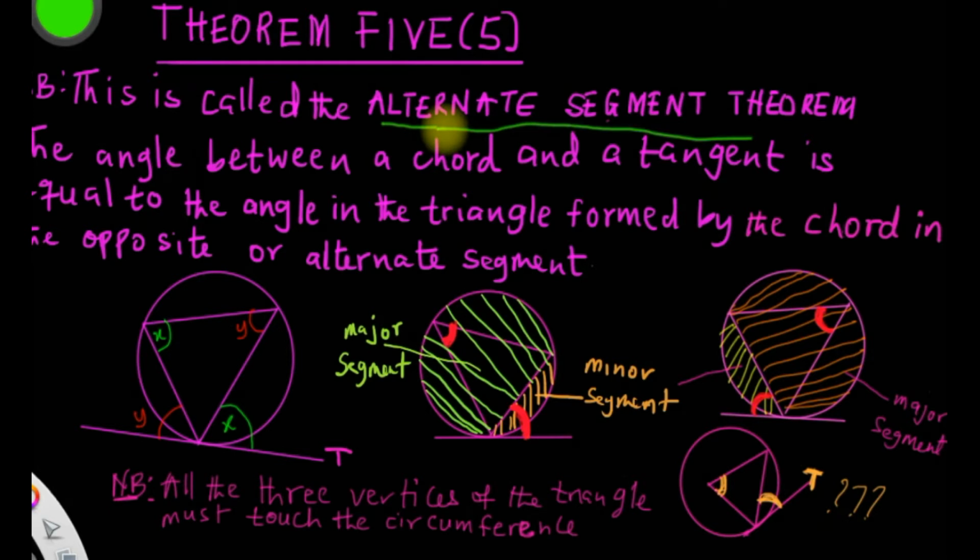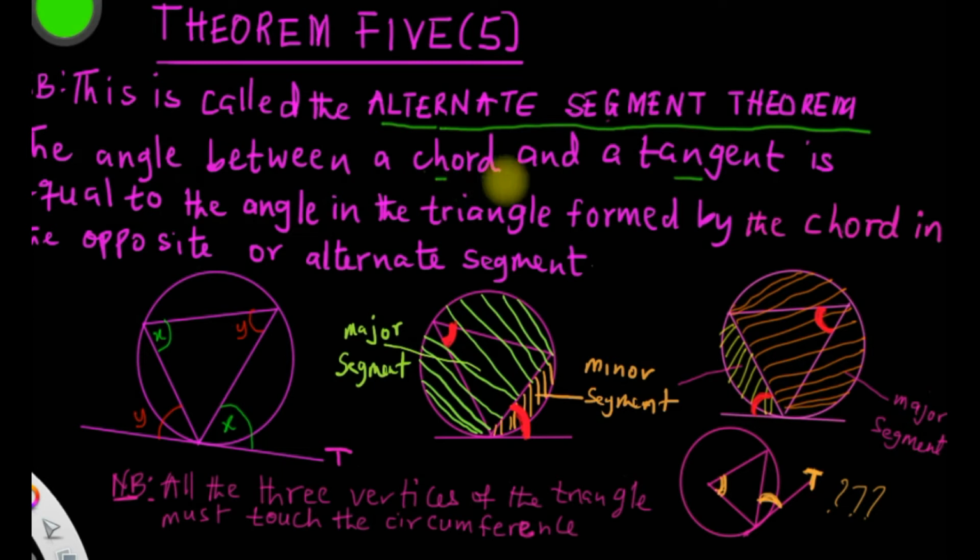So what does this theorem say? This theorem says that the angle between a chord and a tangent. We learned these key terms during the lesson on the parts of circles. That's why we were saying that it was very important for you to know these terms, otherwise you will not understand.